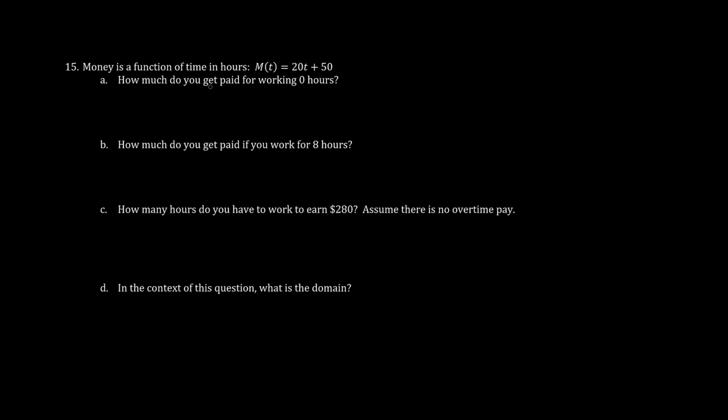Money is a function of time in hours. M of t, this is not multiplication, this is function notation. The money, when time is a certain value, is equal to 20t plus 50. This reminds me of y equals mx plus b, where this is the y-intercept, and the slope is the rate of change of how fast you're making money.